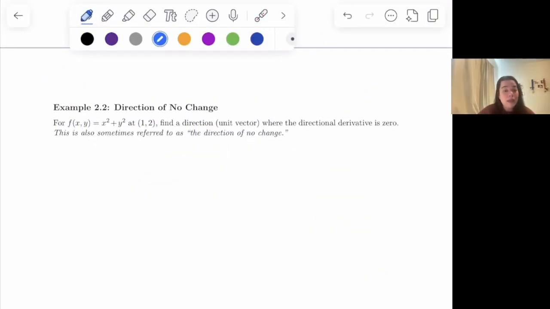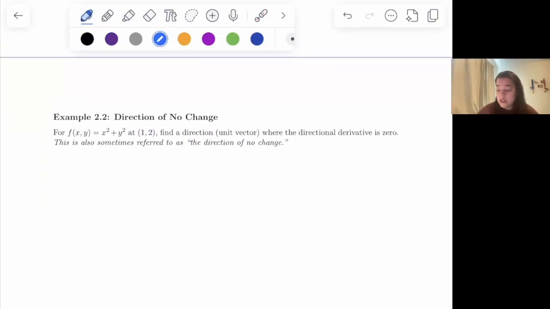And finally, we'll do our last example. Example 2.2 talks about the direction of no change. What that means is, imagine again you're standing on mountain F at a certain point, and let's say you hurt your ankle or your leg, and you want to keep walking, but you don't want to walk on any slope. You don't want to walk uphill or downhill. You just want to walk flat. That's the direction of no change.